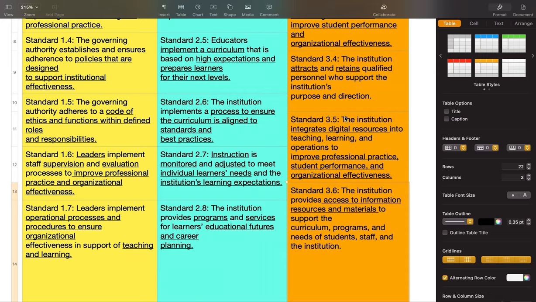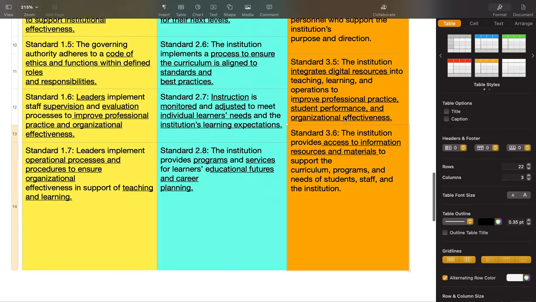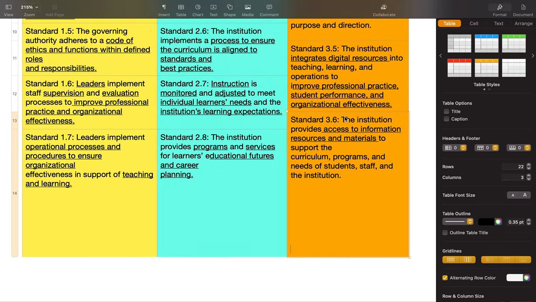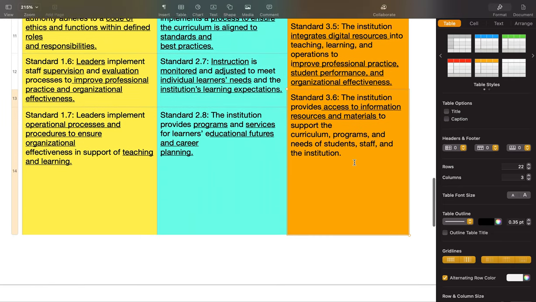The fourth one is tackling the abilities of the institution to attract and retain qualified personnel who support the institution's purpose and direction. The fifth one is highlighting the integration of digital resources into teaching and learning and how this integration has an impact on improving professional practices, students' performance, and organizational effectiveness.